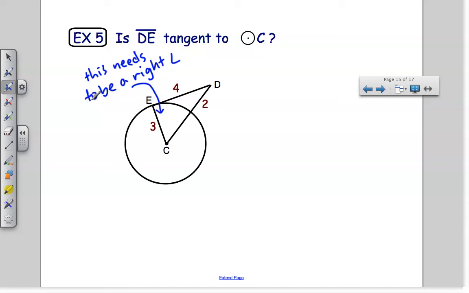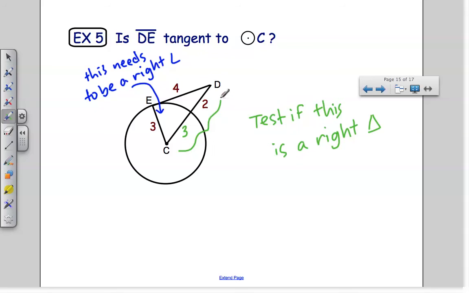Now, to see if that's a right angle, I have to test if it's a right triangle. Then I would know if it's a right angle or not. So I'm doing the converse of the Pythagorean theorem. Oh, I'm missing something. Do I know this length here? I know this part is 2, this is 4, this is 3. What's this length? Well, wait a second. CE is a radius. And isn't this just another radius? So this would also have to be 3. And the entire side is 3 plus 2, or 5.